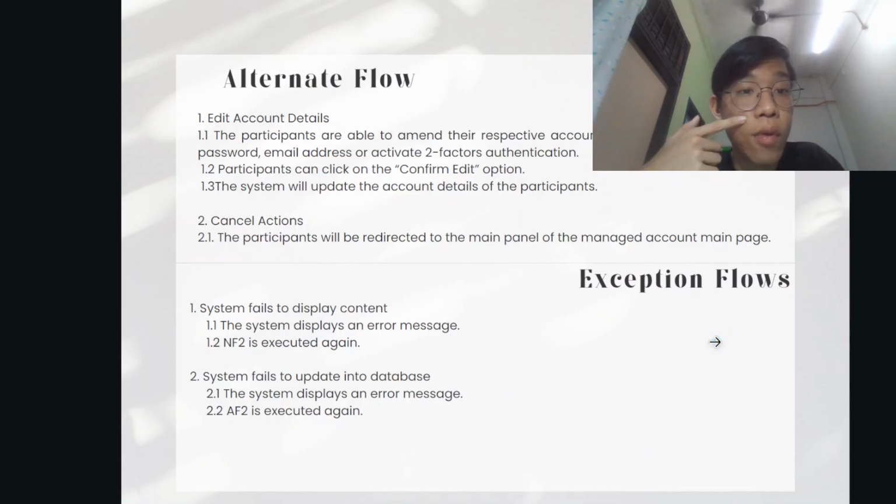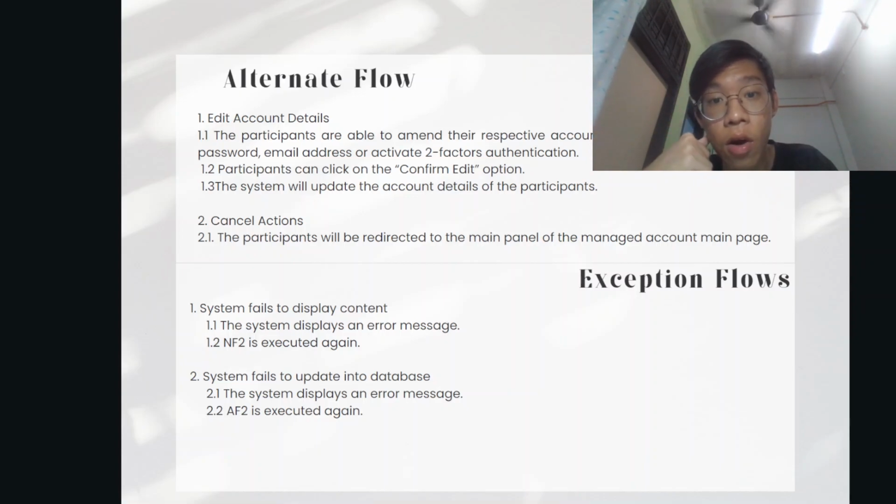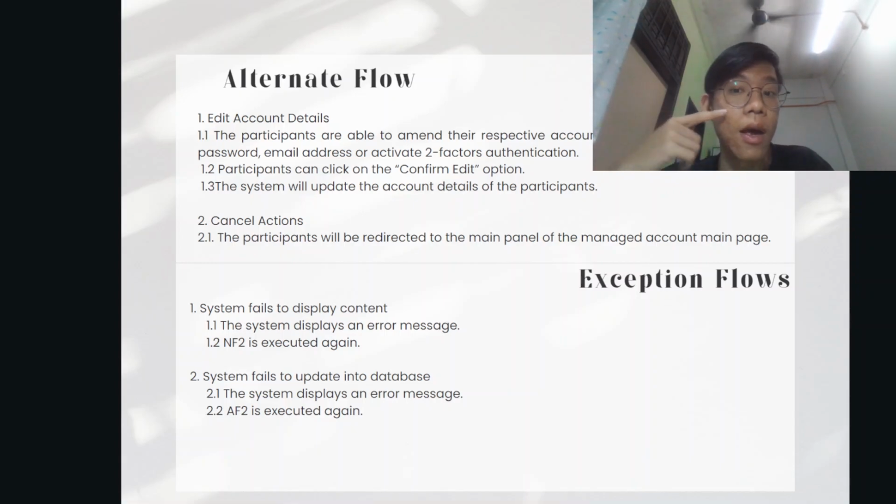And for the alternate flow, first thing first, the users can select to edit their respective account details. The participants are able to amend their account details, such as amending the password, email address, or even activating two-factor authentication. Once the participants confirm their amendment, they can click on the confirm edit option, and the system will update the account details of the participants. And if they really wish to cancel the action, then the participant will be redirected to the main panel of the account main page.